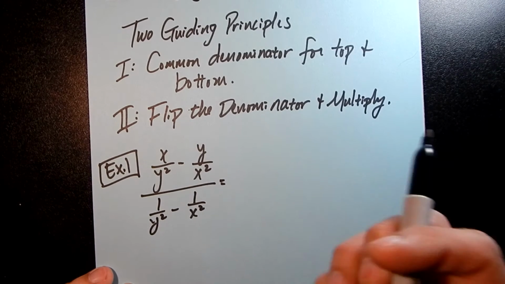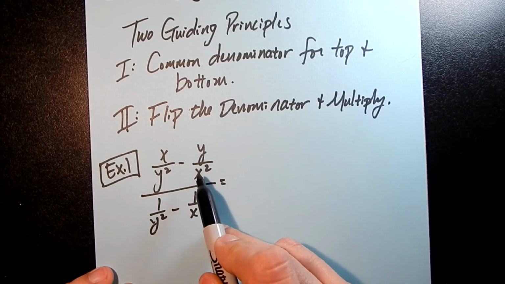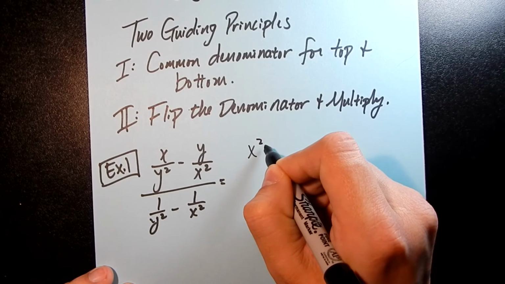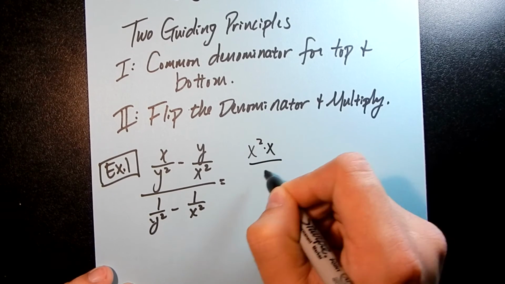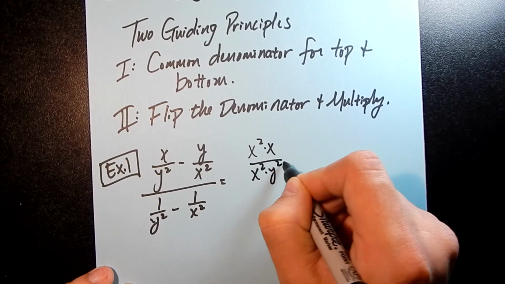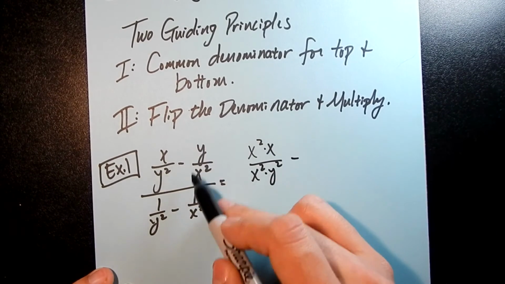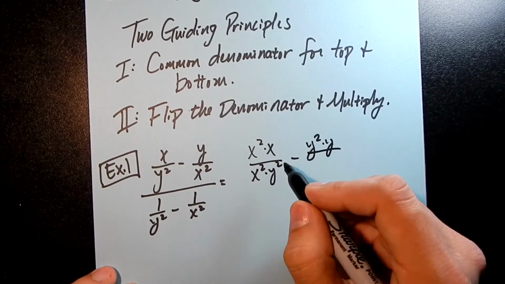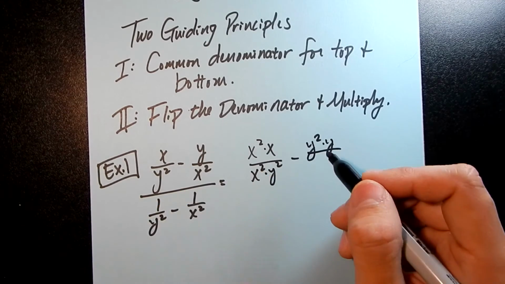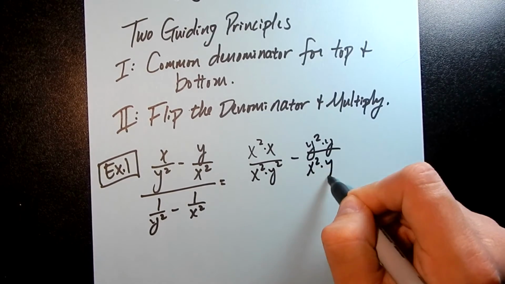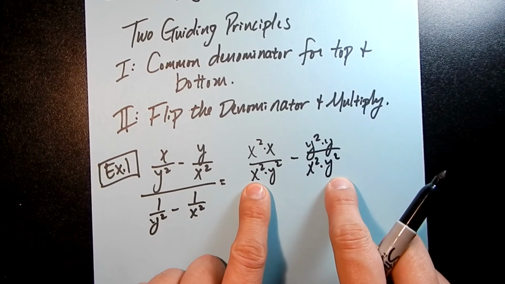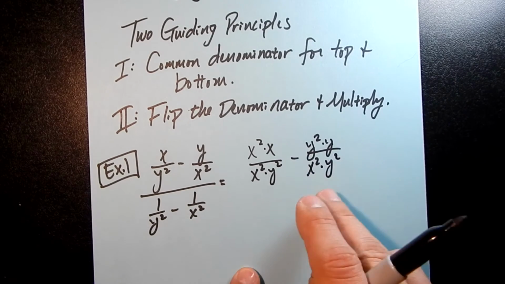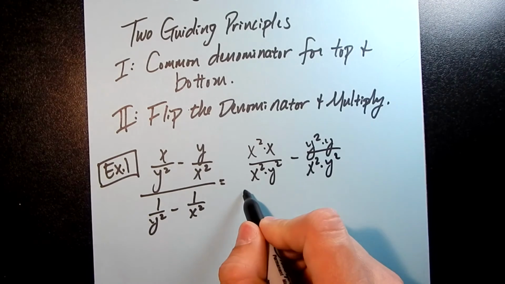Okay, so let's do that. The x squared is going to be multiplied here and here. So we've got x squared times x over x squared times y squared, minus, and then this y squared is going to get multiplied here and here. So I've got y squared times y over, and I'm going to do this in the opposite order here. So this is going to be x squared times y squared, so we can see that these denominators are the same, even though I multiplied this in a different order. So the commutative property allows me to rearrange these just to make it suit my needs.